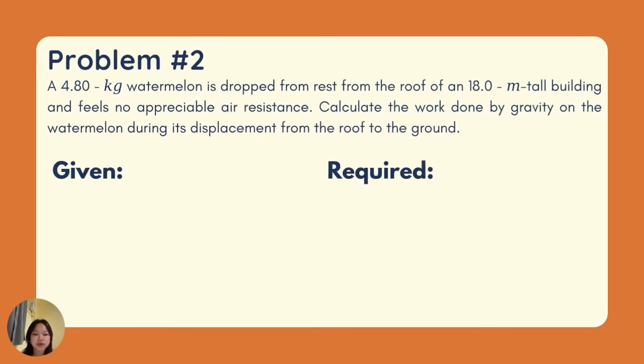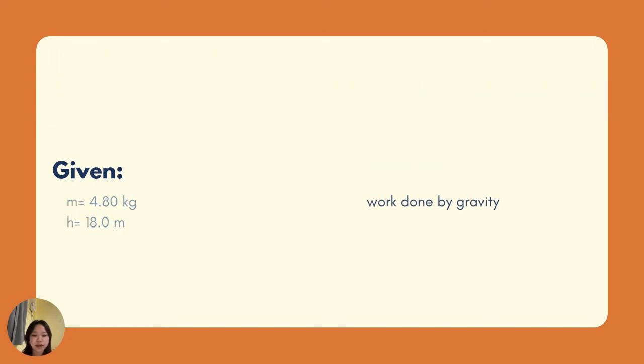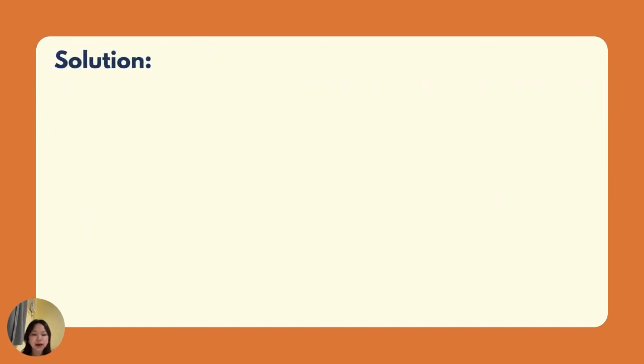Before we start solving, we should first follow the GRS format, or the given, required, and solution format. First, the given. We have 4.8 kilogram, which is our mass, and 18.0 meter, which is our height. Now that we have our given, we must identify what is required for this problem, and that is the work done by gravity from the roof to the ground. Lastly, now that we have identified our given and what is required, we can now start solving this problem.